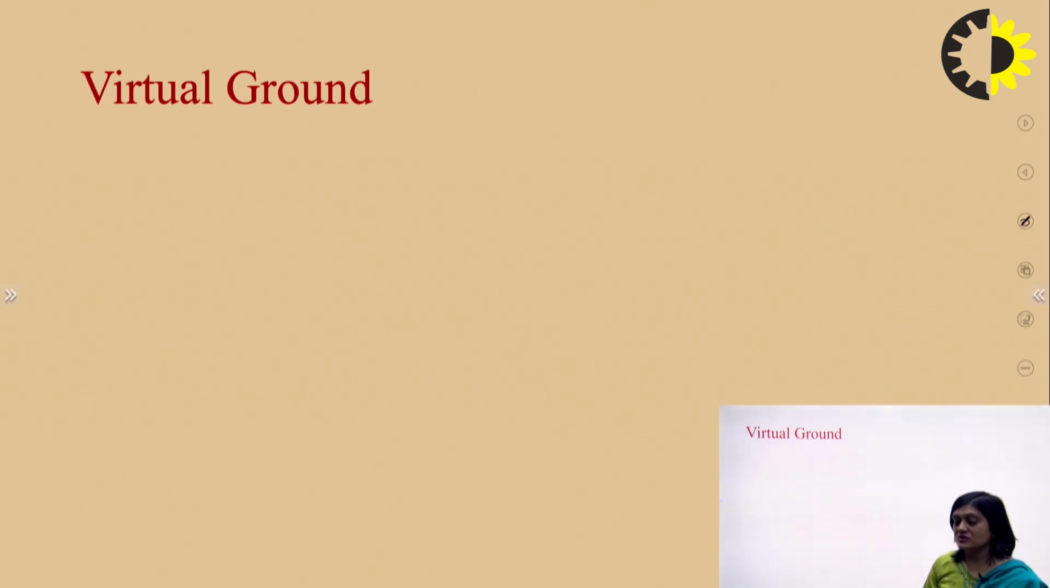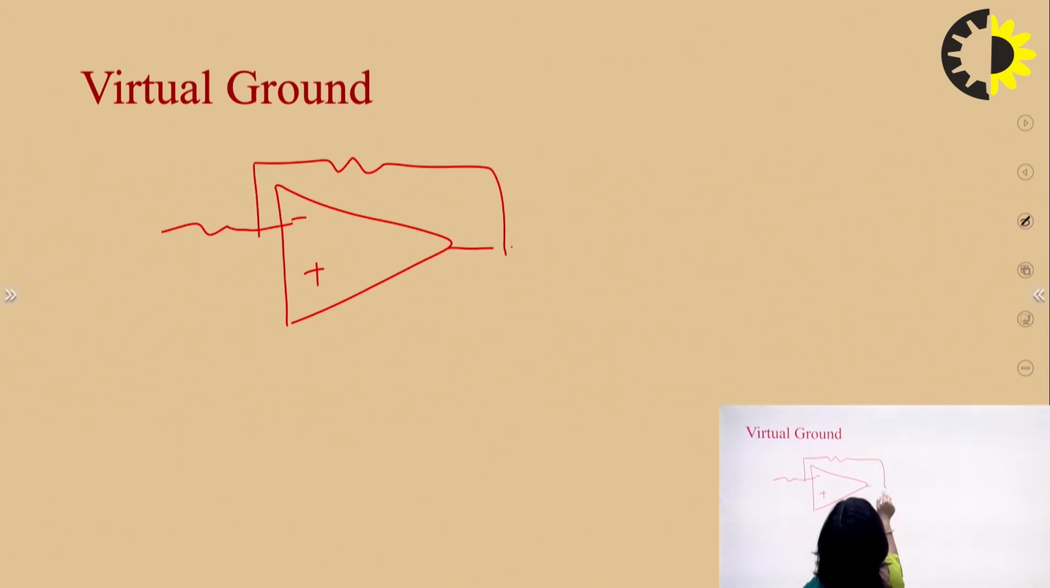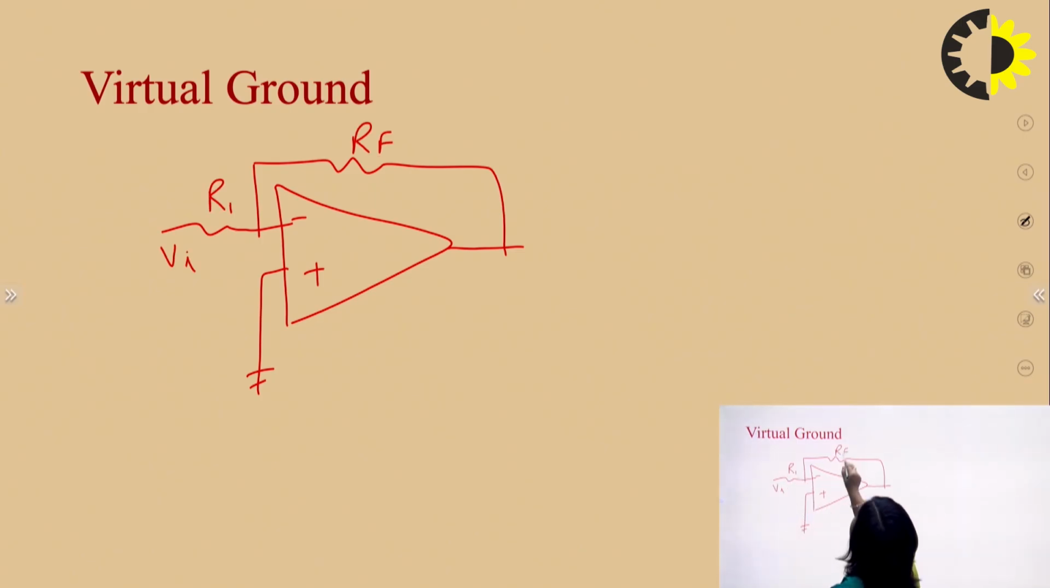After that, the virtual ground concept. A virtual ground is basically a node in a circuit which is at ground potential, but is not physically connected to the ground. We can see this circuit. Here Vi is applied at the negative terminal and the plus terminal is grounded, which means this is an inverting amplifier. But here we can see there is feedback from the output to the input side. So this is a closed loop configuration.